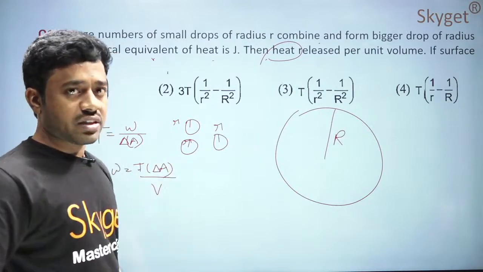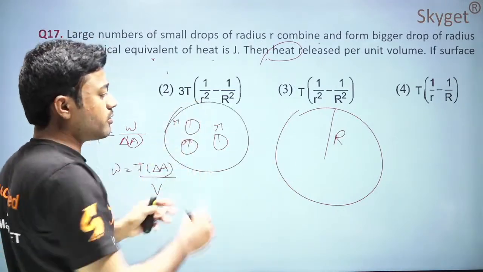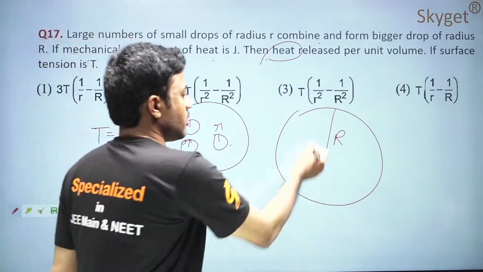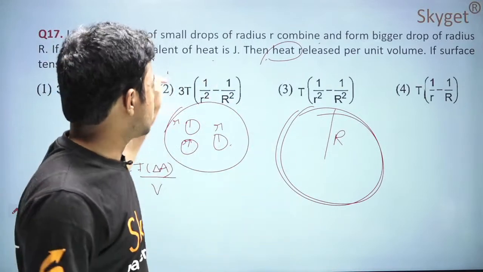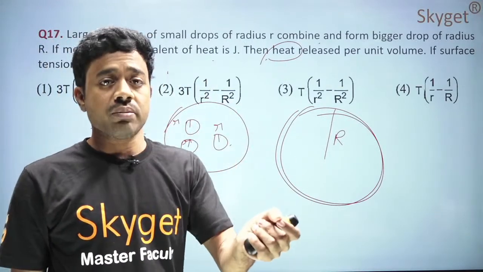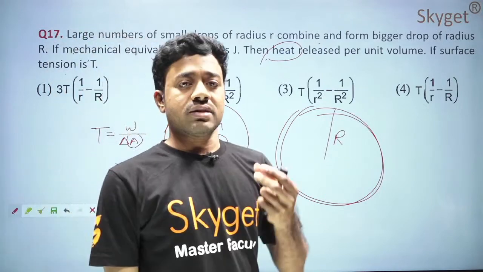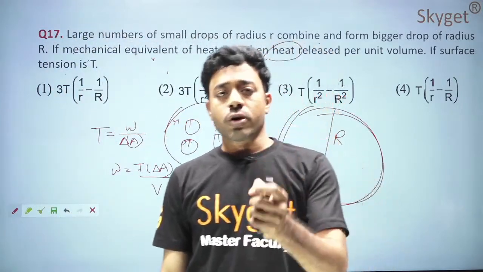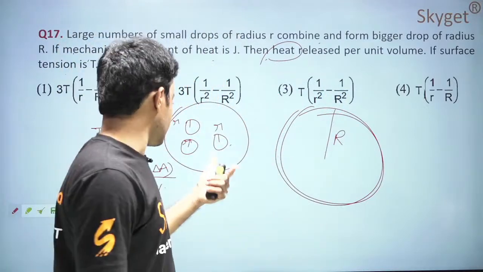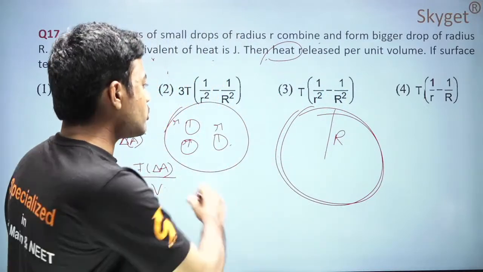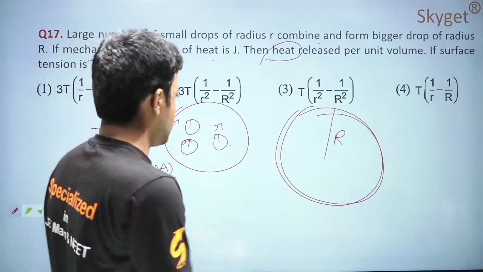So first you have to find the change in the areas. First you have to find the surface area of all of these smaller drops, then of this larger drop. So what is the volume of a sphere? Because these are all drops, and drops will be in the shape of a sphere. The volume of a sphere is 4 by 3 pi r cube and the surface area of a sphere is 4 pi r square. That is the key point you have to remember here. So what is the relation between the radii? That is what you have to first find.